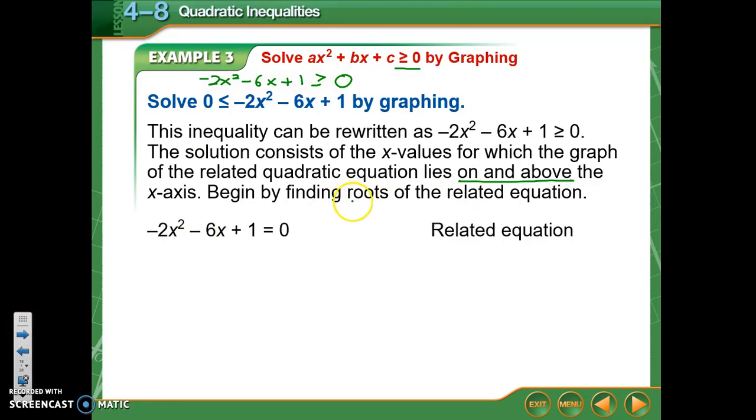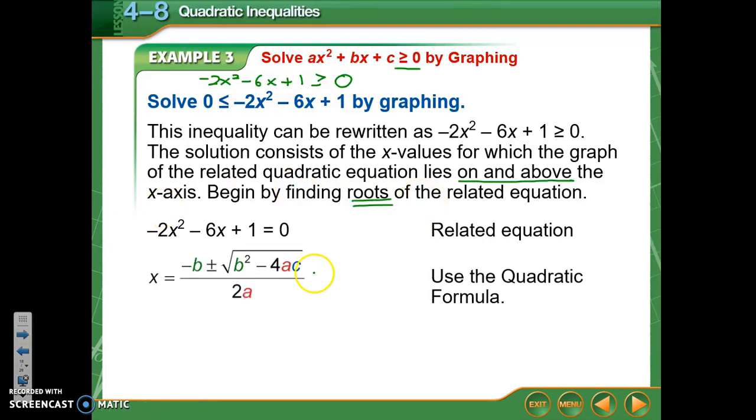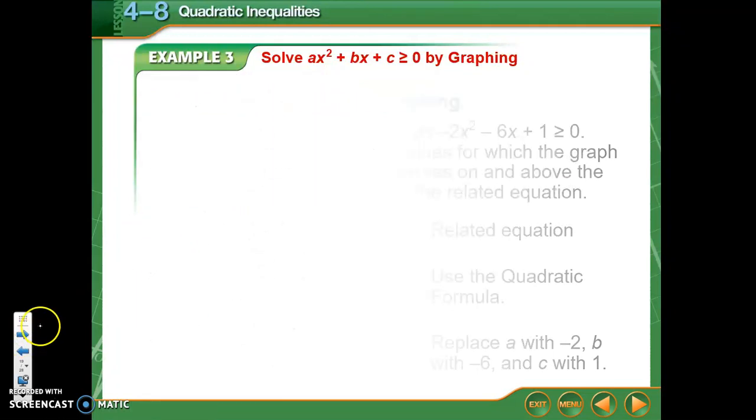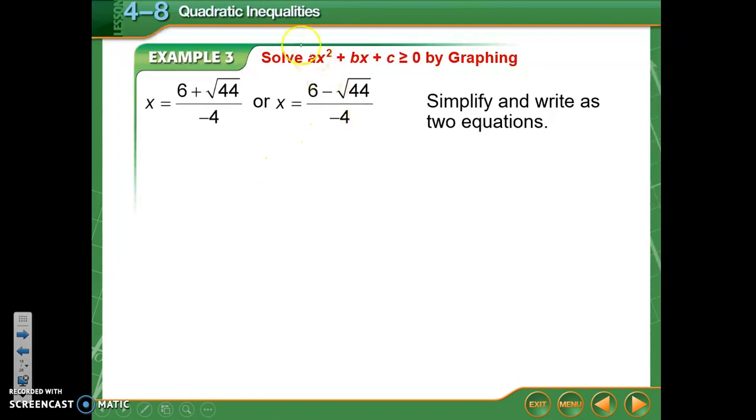So we're going to start by finding the roots, solutions, x-intercepts. So there's our related equation. Here they're going to have you use the quadratic formula. You can do anything that would work. Remember, quadratic formula and completing the square always work. Factoring sometimes works. So here we plug in our correct quadratic formula values. B is -6, A is -2, and C is 1. And when we simplify, we get these two results.